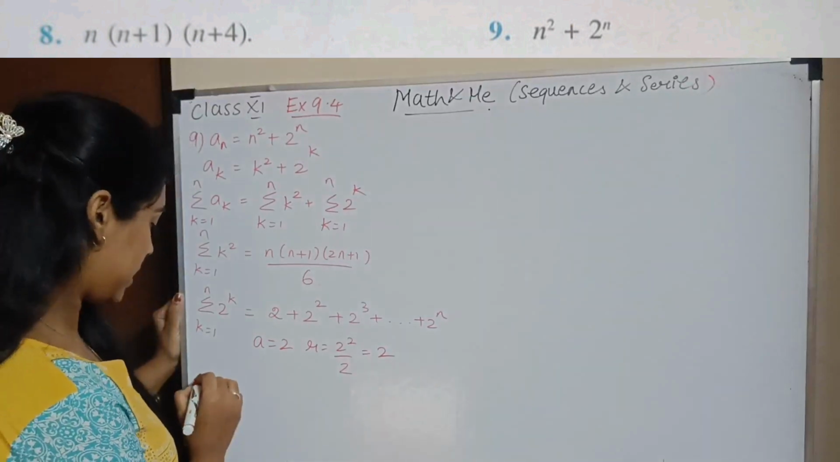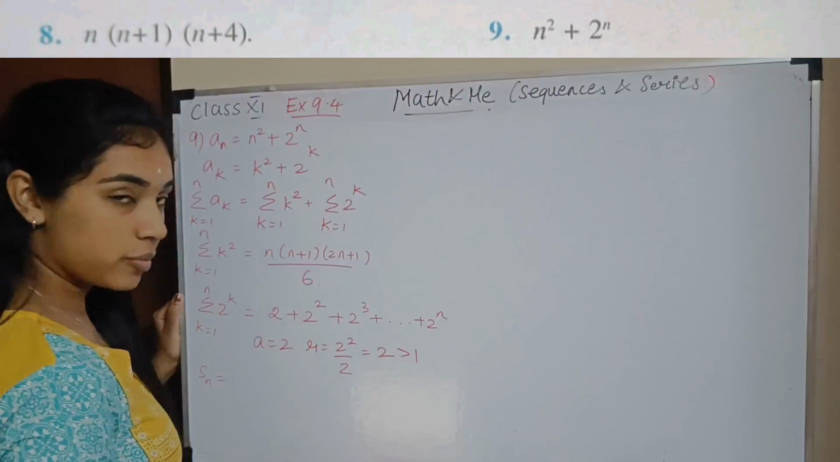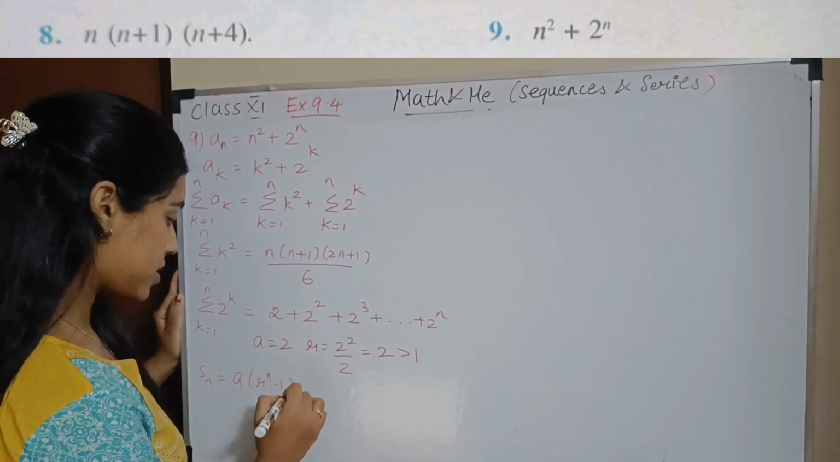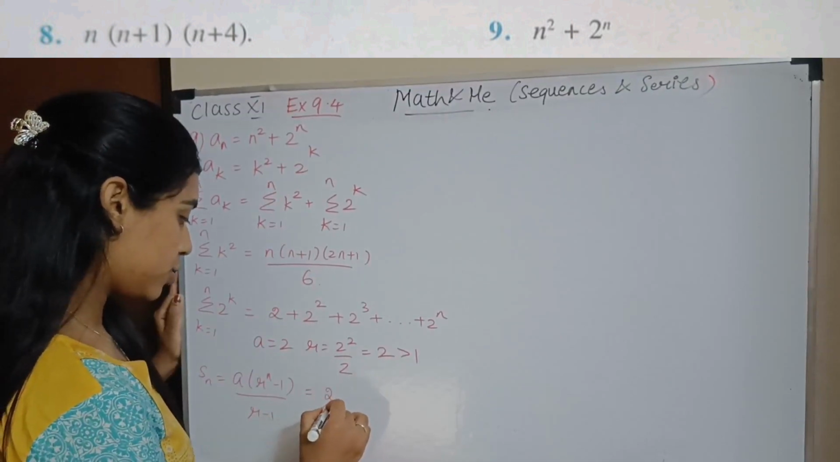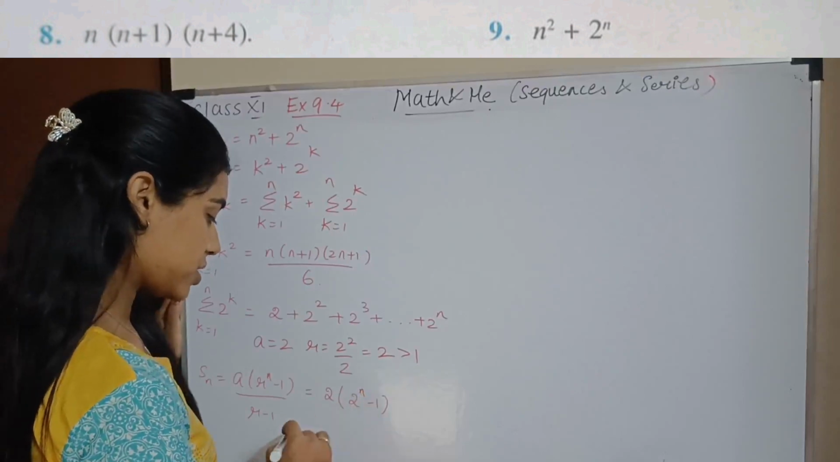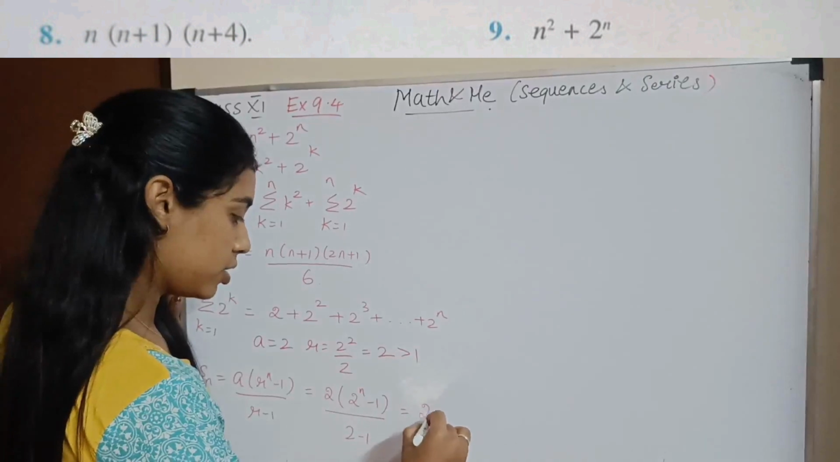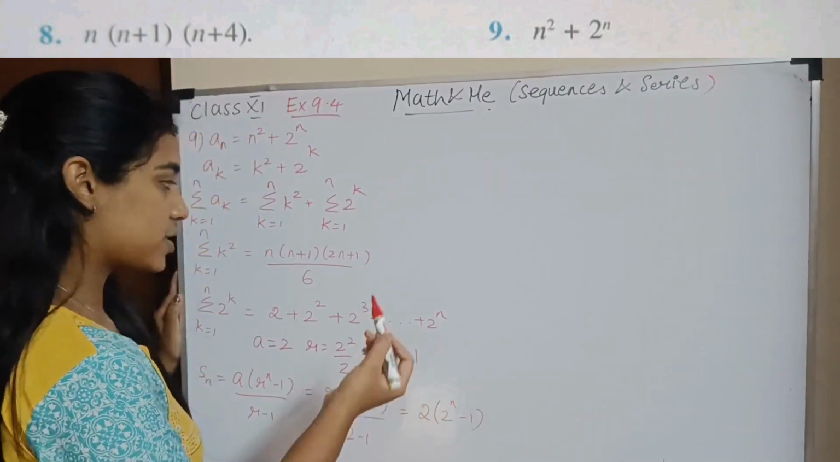What is your sum? Sn equals, your R is greater than 1. So I am going to use the formula A times R to the n minus 1 divided by R minus 1, which is 2 times, what is my R? 2 to the n minus 1 divided by 2 minus 1. So this is nothing but 2 times 2 to the n minus 1. So what is my final answer?